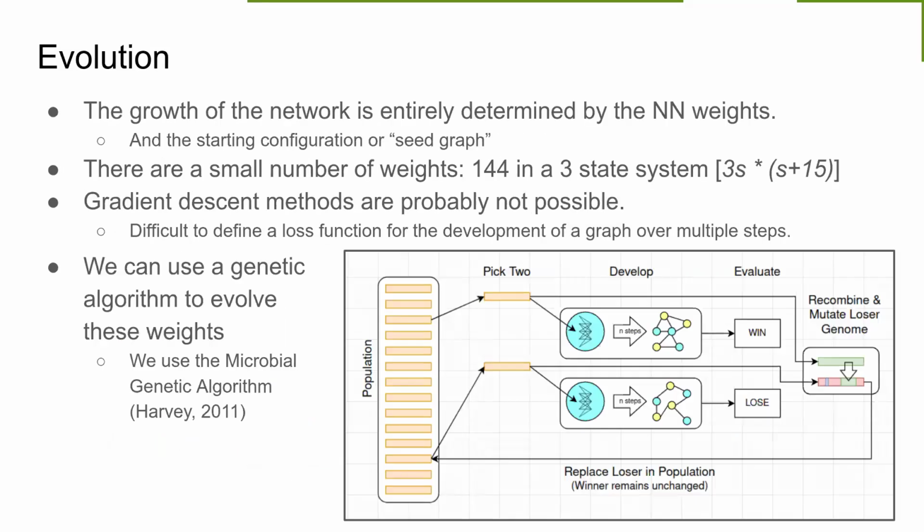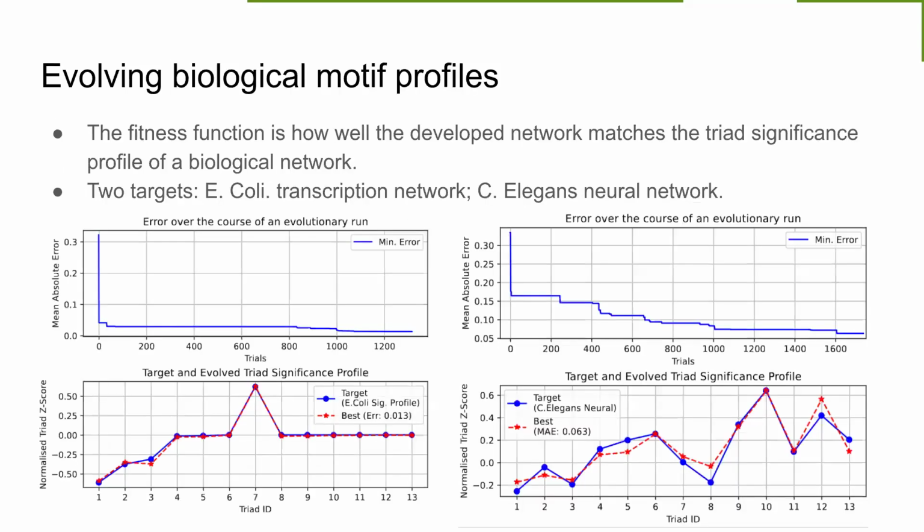Then we did a target-driven evolutionary experiment, and we used the microbial GA, a very simple genetic algorithm where we pick two genomes from the population, we develop them, we compare their triad significance profiles with the target one, which is from a biological network, and then the loser, we recombine those network weights and put it back in the population. That worked quite well.